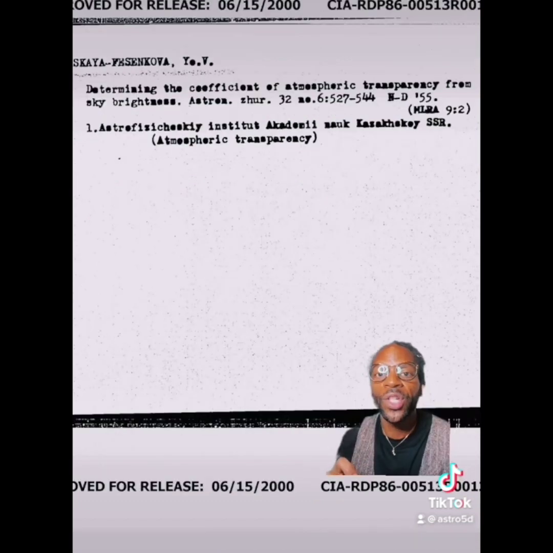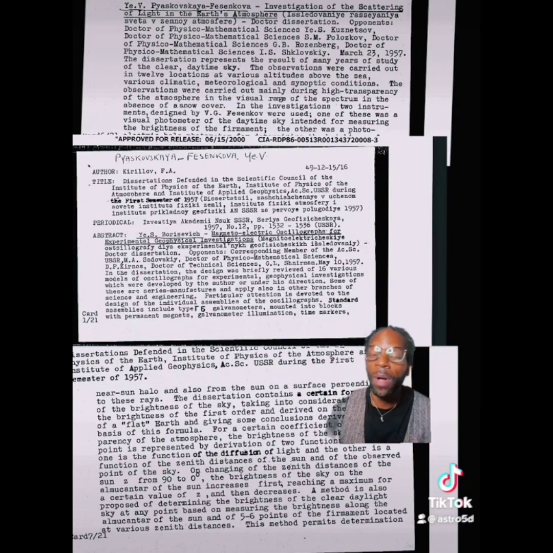Determining the coefficient of atmospheric transparency from sky brightness. Again, all related to the firmament. Here are 3 different files you can pause to read or screenshot and zoom in. The first one, again, just shows you that they were measuring the brightness of the firmament. Again, at the bottom here, you can see where it says assumption of a flat earth.